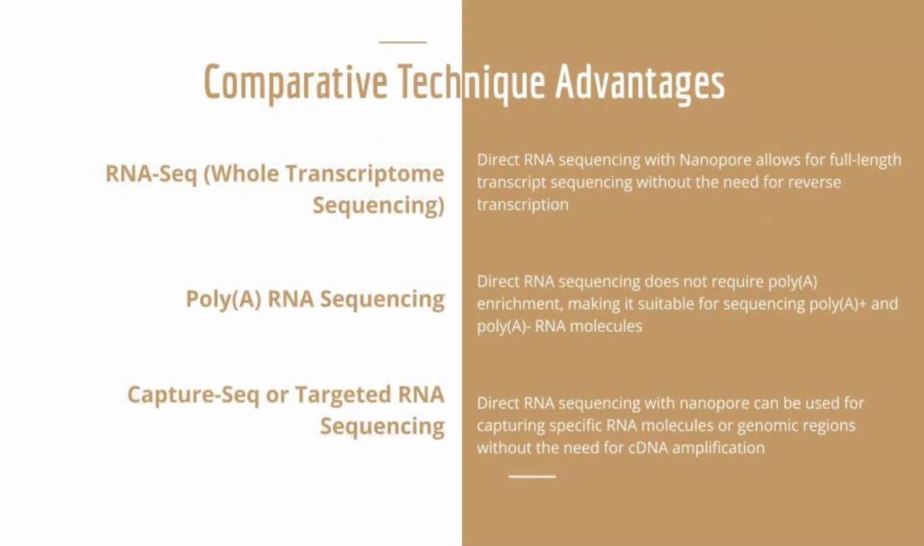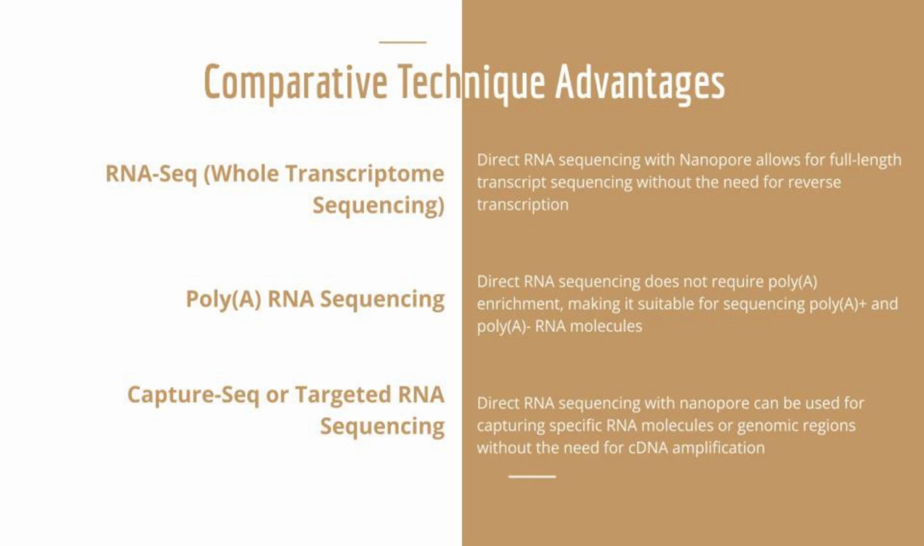And speaking of advantages, here are some advantages of using this method over other RNA sequencing methods. When considering whole transcriptome RNA sequencing, the advantage of direct RNA sequencing with Nanopore is that it allows for full-length transcript sequencing without the need for reverse transcription, which preserves valuable information about RNA modifications and reduces bias introduced during cDNA synthesis. When using poly-A RNA sequencing, direct RNA sequencing does not require any poly-A enrichment, making it suitable for sequencing poly-A plus and poly-A minus RNA molecules, including non-polyadenylated RNAs and circular RNAs.